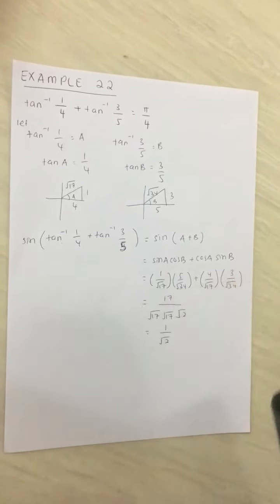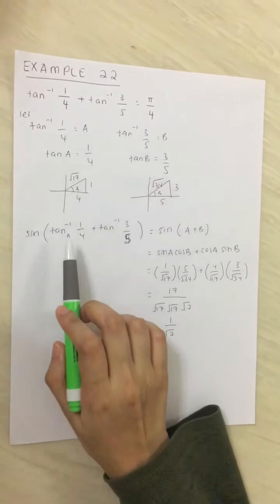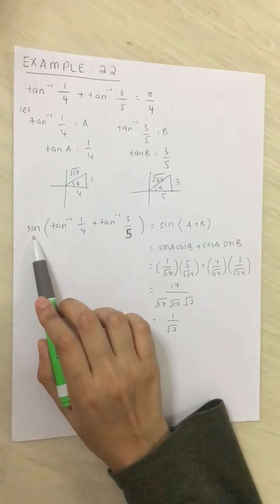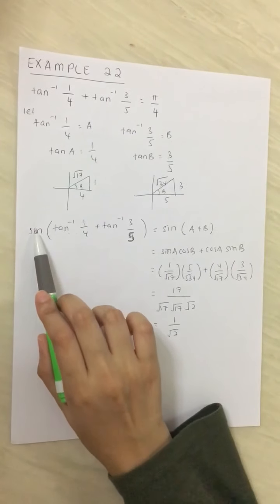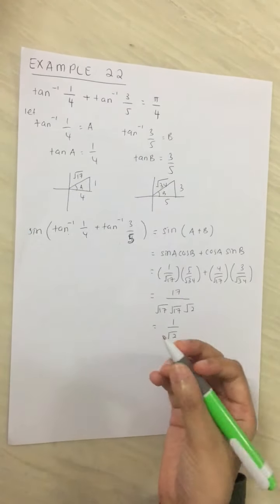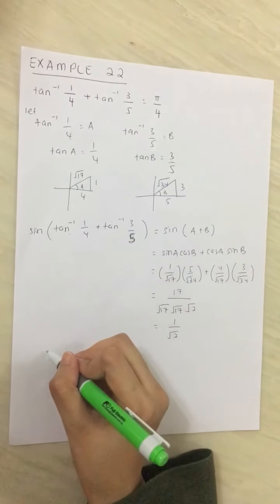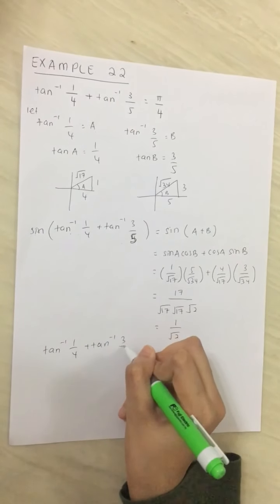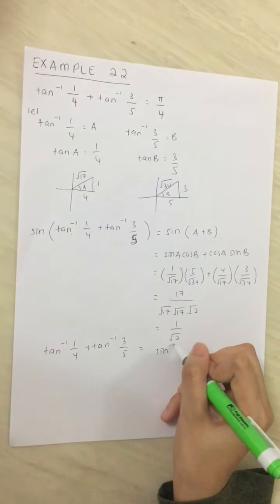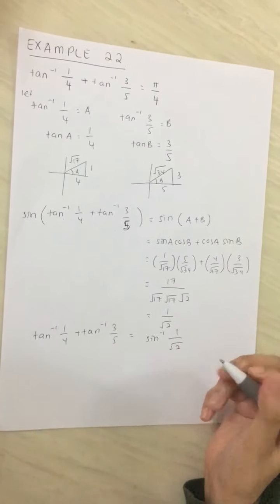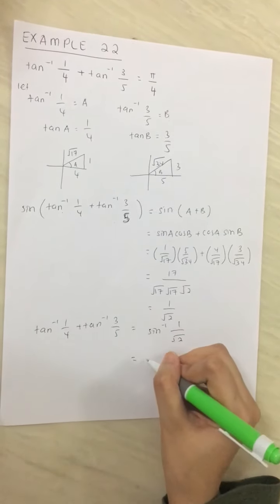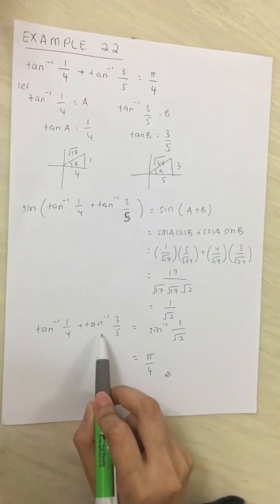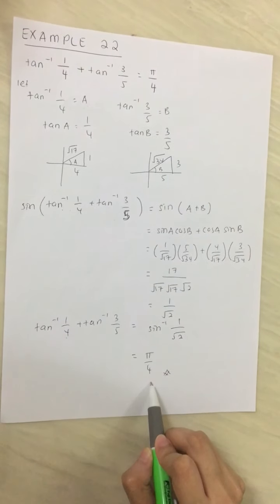But in the original question, the question asks you to prove tan inverse 1/4 plus this one equals this one. There's no sine here. So you bring sine to the other side, it becomes sine inverse. Left over only tan inverse 1/4 plus tan inverse 3/5 equal to sine inverse 1/root 2. When you press your calculator here, you will get pi/4. So you have proved that tan inverse 1/4 plus tan inverse 3/5 is equal to pi/4.